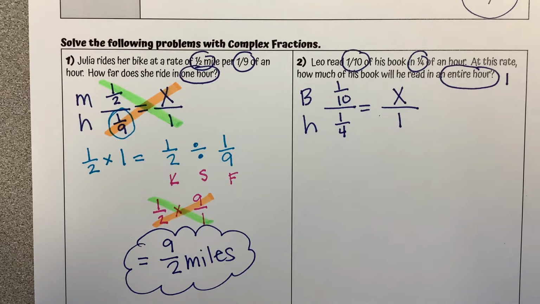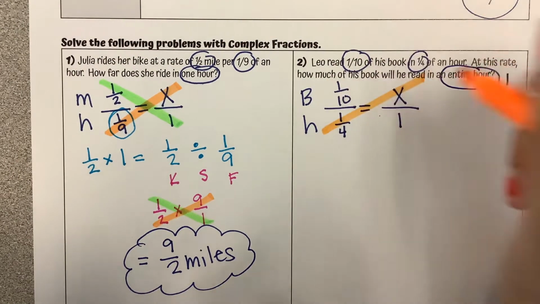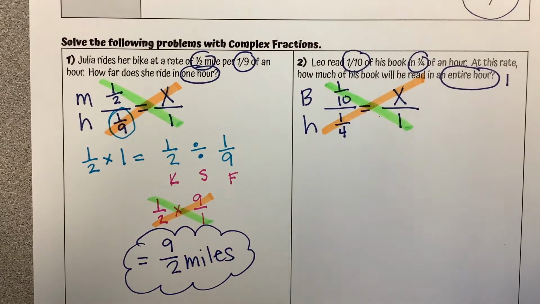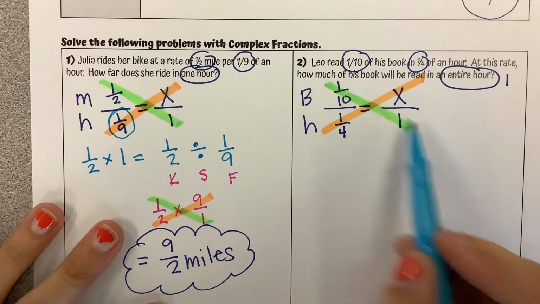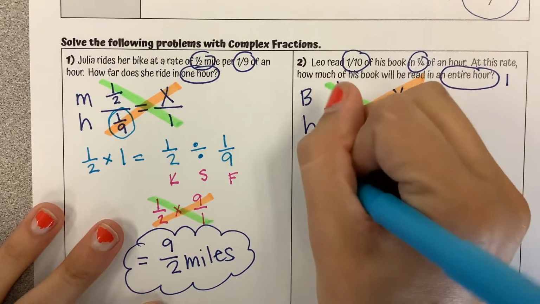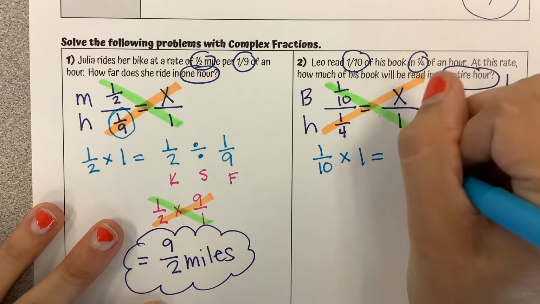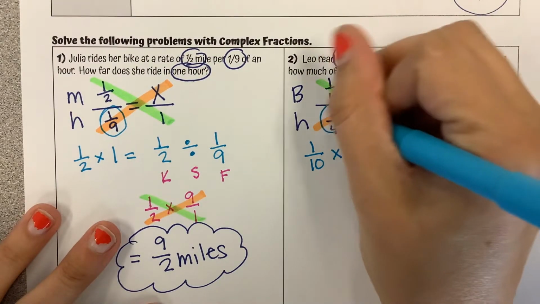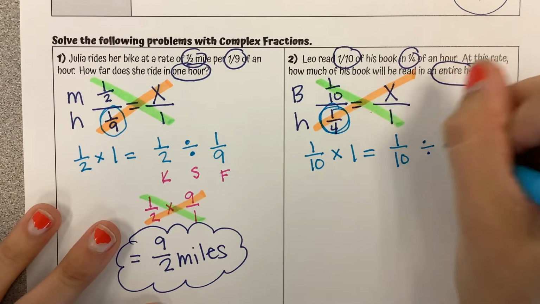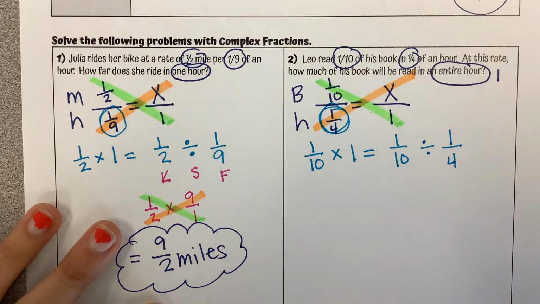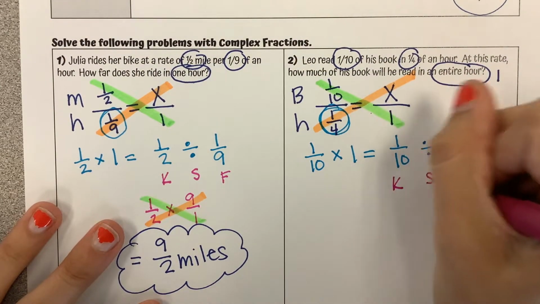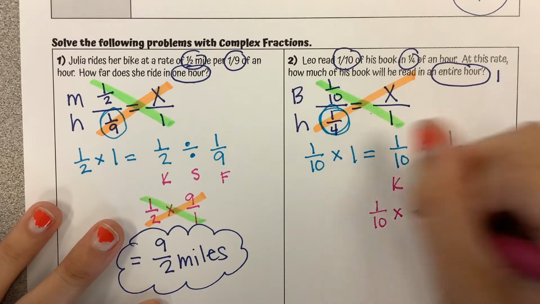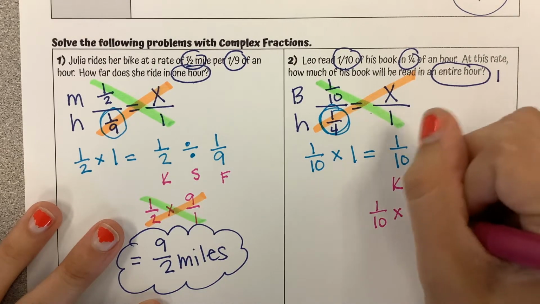And now we're going to solve the proportion. The diagonal that has two numbers in it is right here. We're doing 1/10 times 1, which is just going to be the same, 1/10. Then we divide by the number in the same diagonal as the variable. So we're going to divide by 1/4. And remembering, when we divide fractions, we are keeping it, switching it, flipping it. So keeping it as 1/10, switching it from division to multiplication, flipping it from 1/4 to 4/1.